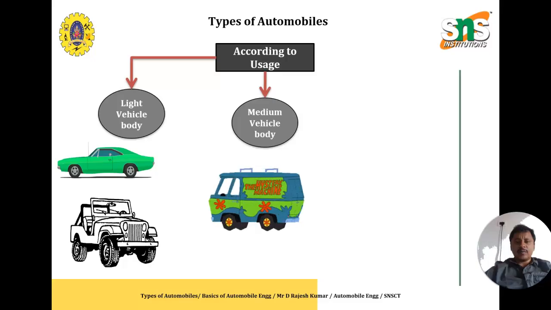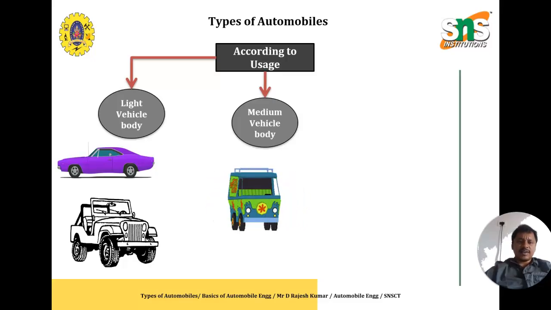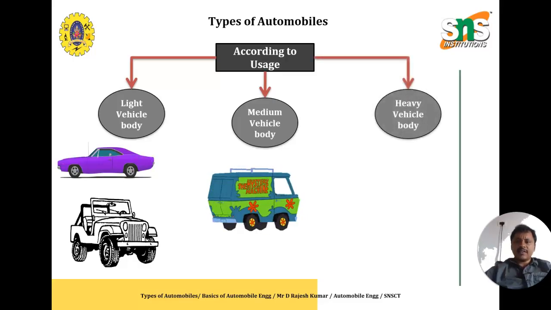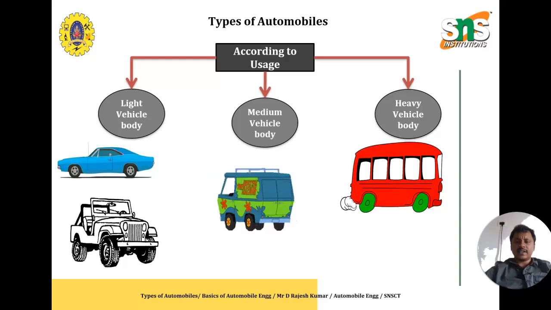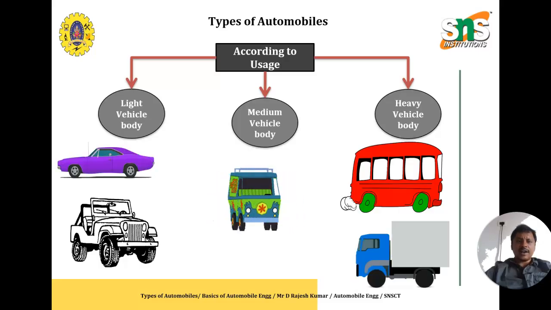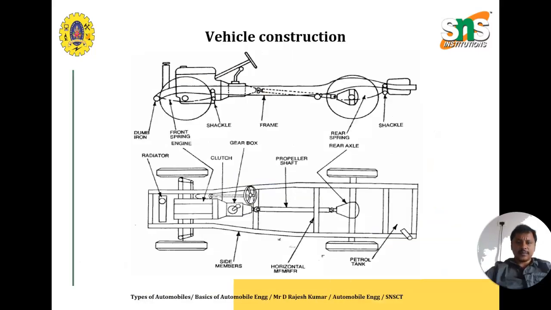The second one is the medium vehicle body. Under medium vehicle body, we can see the minivans, example tempo traveler, etc. Third one is the heavy vehicle body. In heavy vehicle body, we can see all kinds of buses and trucks. So these are the general classification according to the usage of the automobile.